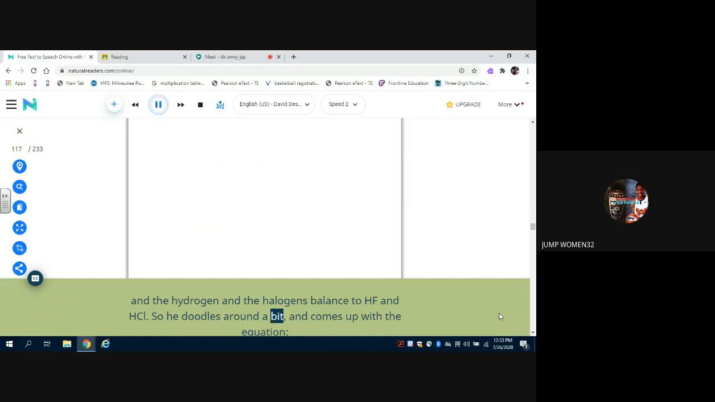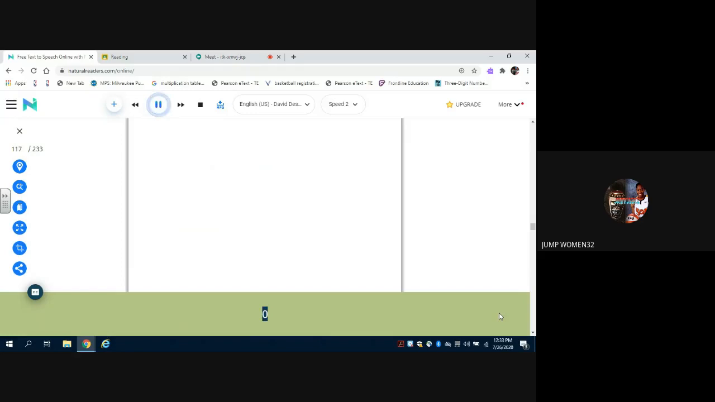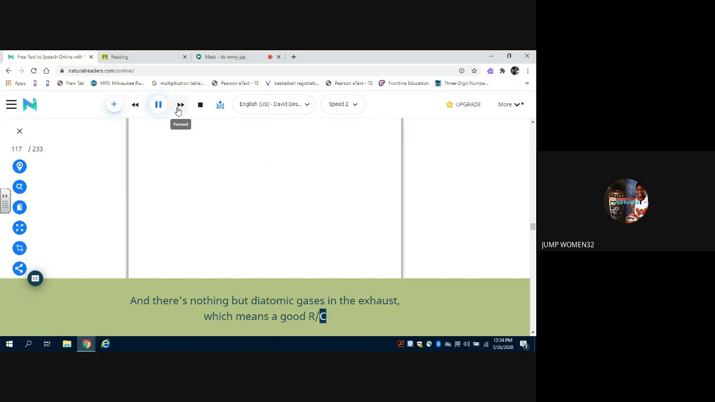So he doodles around a bit, and comes up with the equation. CH6.2N2 plus 0.27 ClO3F plus 0.84 F plus 0.8467 ClF5 equals 0.81 CO plus N2 plus 1.1167 HCl plus 4.5033 HF. That looks good, lots of HF and hence a lot of energy. And there's nothing but diatomic gases in the exhaust, which means a good R/C/P. Which means, in turn, that a gratifyingly large fraction of that energy will go into propulsion.